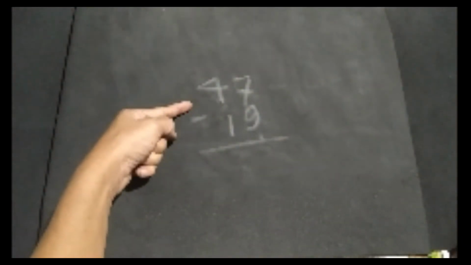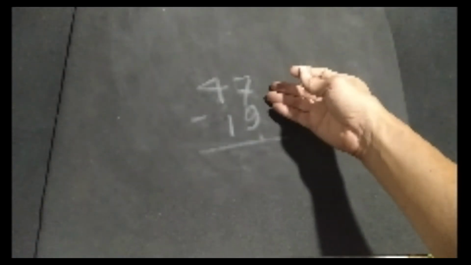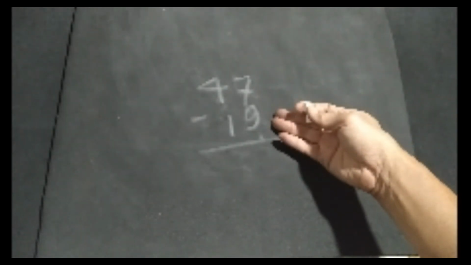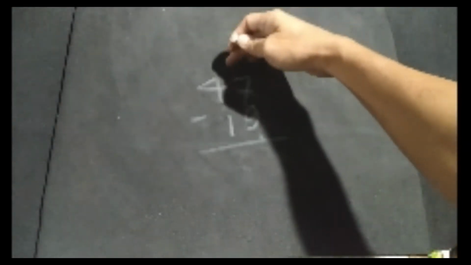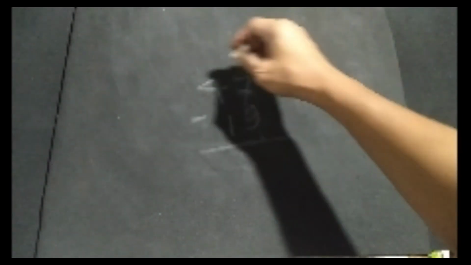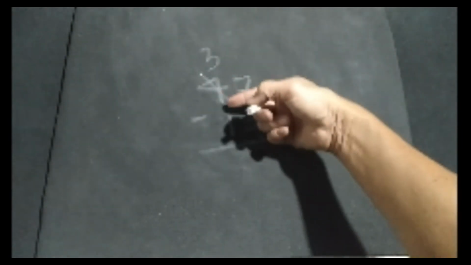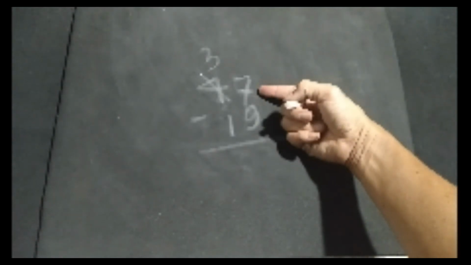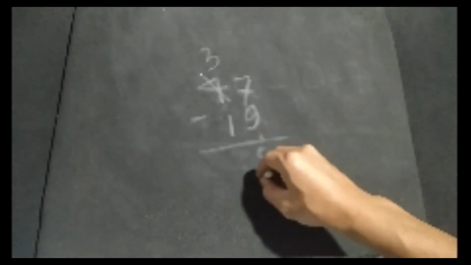We have 47 minus 19. We subtract from the unit. 7 minus 9. 7 is smaller than 9. So we borrow 10 from the number 4. We borrow 1 from number 4. We have 3 left. And we have 17 now. Minus 9 equals 8.